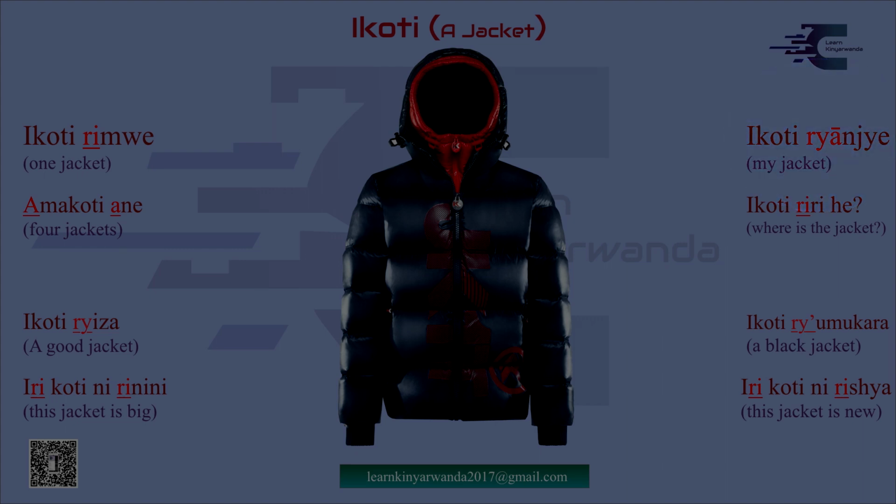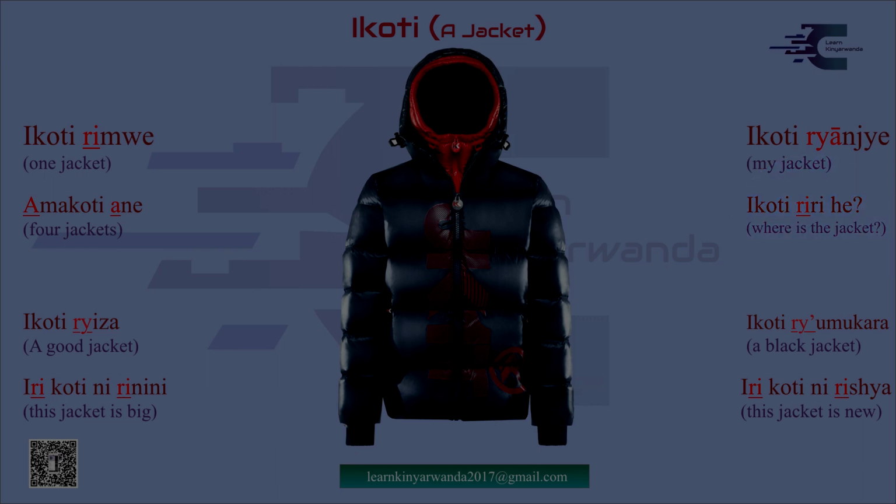Now another sentence that we might be interested to see how to say is, for example, where is the jacket? In order to say that in Kinyarwanda, you simply say ikoti ririhe. Ikoti ririhe. Okay, another challenge for you, try and ask where are jackets in Kinyarwanda, and put the answer in the description.